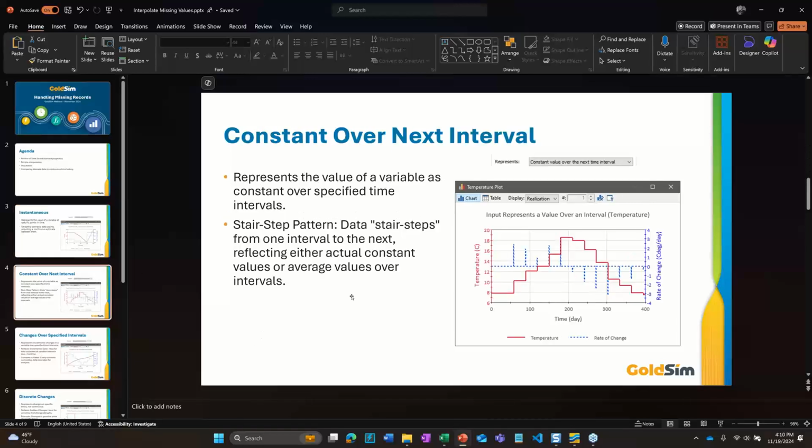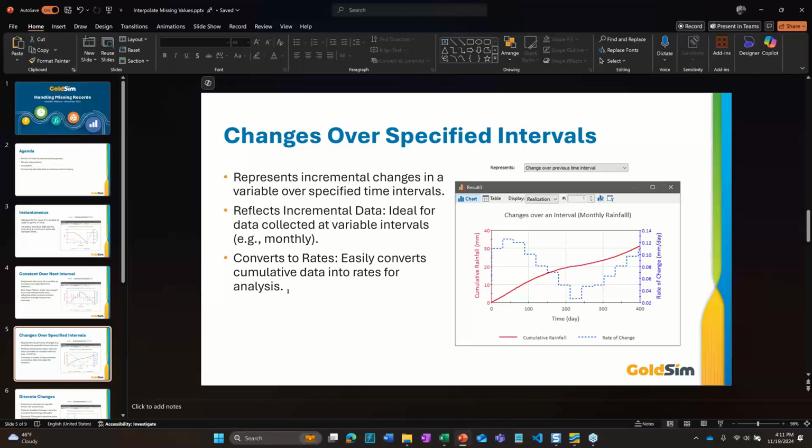Then we have constant over next interval. Constant over next interval is just going to be kind of like stair steps. It's going to hold the value in your time series as you walk through time. If you have values on each time step, then you'll have a stair step on each step of the way, but you might have a lot of time points that don't have information, and so it would just hold a constant value over that whole period until it changes next. And then if you plotted the rate of change in addition to that, you see that it only shows a change when the stair step occurs. So that's going to be quite a big difference there.